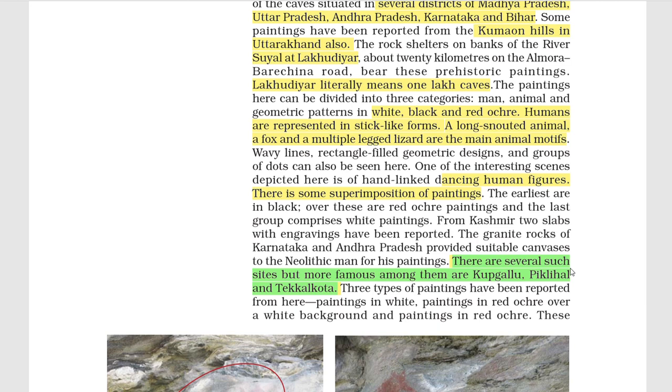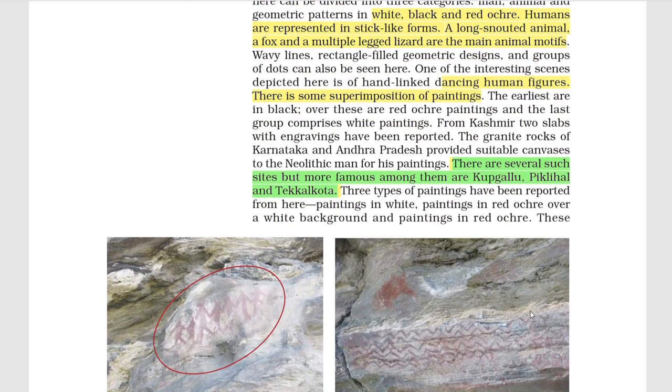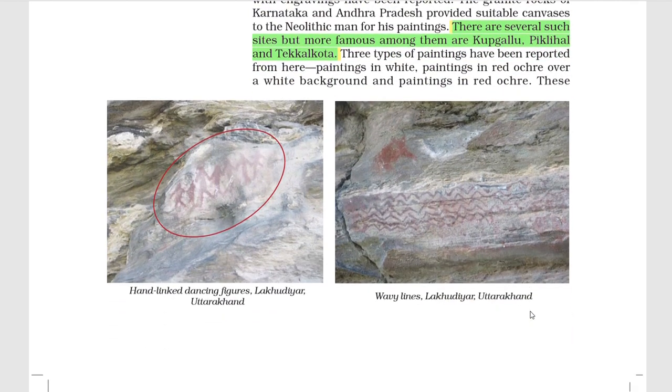And we have many other sites apart from what we have seen in the above paragraph, like districts of AP, Karnataka, Bihar. We also have famous sites. They are Kupgalu, Piklihal and Tekkalakota. These three are very famous, in the sense they have a very extensive number of paintings. And all these paintings are in white, black and red ochre colors. You can see some images over here.